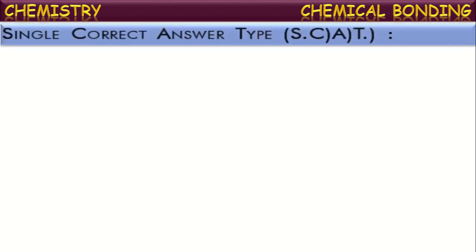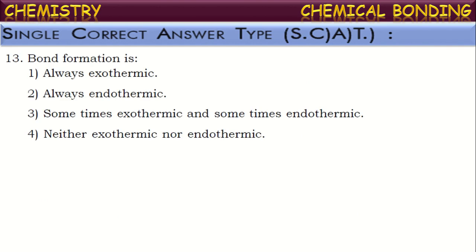Now let us see single correct answer type questions. See the first among those. Bond formation is always. Yes, by the bond formation, atoms come to a lower energy state by releasing a certain amount of energy. And hence, bond formation is always exothermic. That releases energy and the system goes to the least energetic or most stable state. So it is always exothermic.